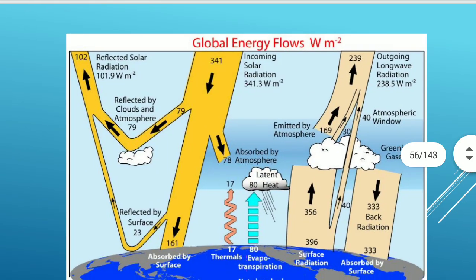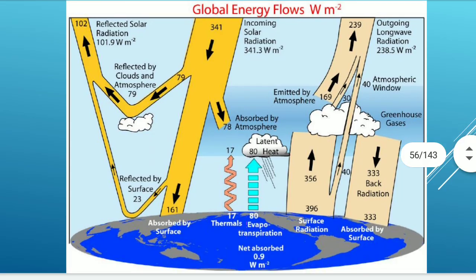Reflected solar radiation is reflected by clouds and atmosphere and by the surface. Incoming solar radiation, absorbed by the atmosphere, latent heat emitted by the atmosphere, and outgoing longwave radiation through the atmospheric window. Greenhouse gases, thermal radiation absorbed by the surface, evaporation, transpiration, and absorption. All of the radiation structure global energy flows towards Earth.